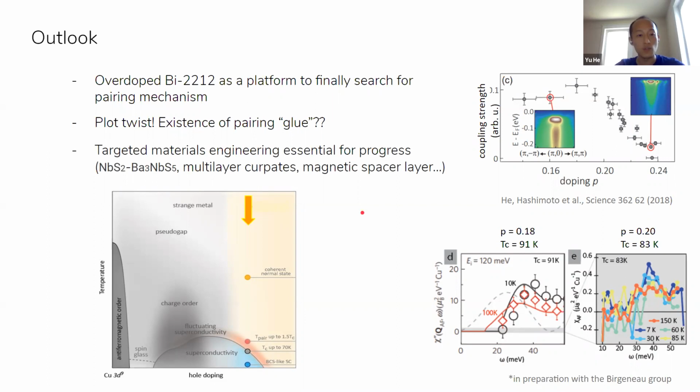And I can't emphasize enough that targeted material engineering effort is really important. If we can do, say, targeted engineering of interstitial layers or spacer layers, or targetedly enhance phase coherence between layers, we may actually gain some ground in our effort to increase TC. All right, that'll be all for today. Thank you so much for bearing with me so far.